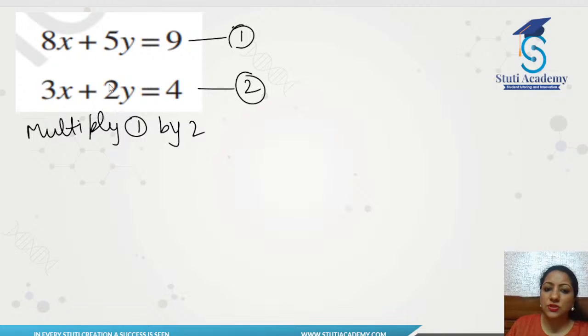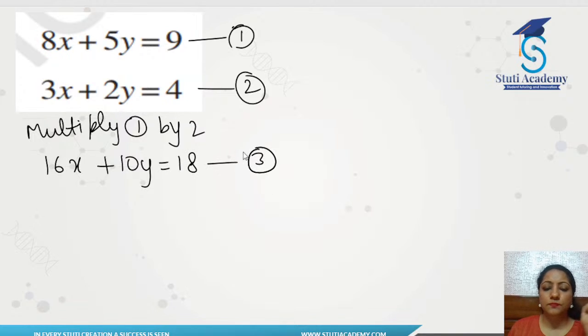Now once you multiply equation 1 by 2, you will get 10 here. In the same way, you will take the second equation, you will multiply this by 5 so that you get 10 here. That's how we get the coefficients of y same. So take this equation 1, multiply this by 2. You will get here 16x plus 10y is equal to 18.